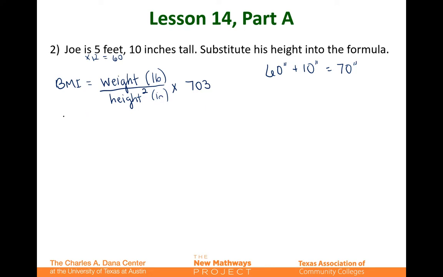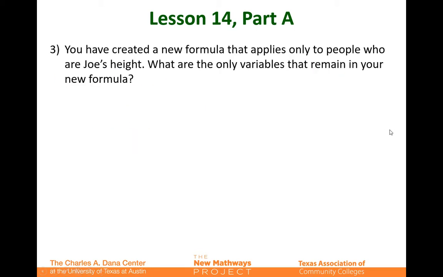They didn't give us his weight, so we know it's going to be his weight over 70 squared times 703. So all we've done so far is put in his height. You have created a new formula that applies only to people who are Joe's height. What are the only variables that remain in your new formula?